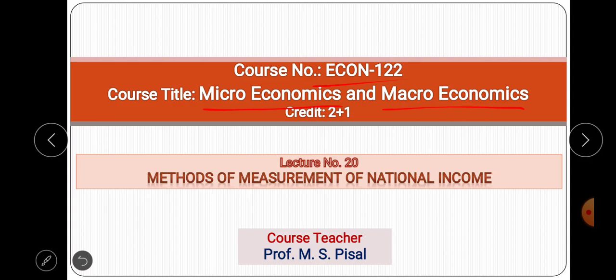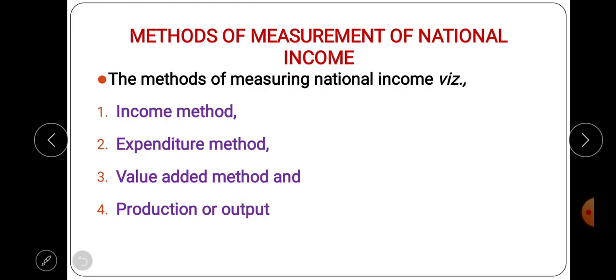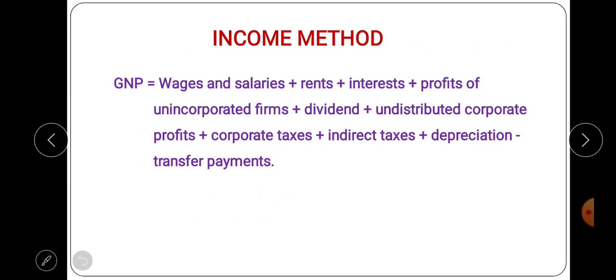Okay, so in today's video we are going to discuss the methods of measurement of national income. There are 4 different methods which are important in the measurement of national income. First one is the income method, second is the expenditure method, third one is the value added method, and last one is the production, or we can call it the output method. Okay, so let's see one by one.